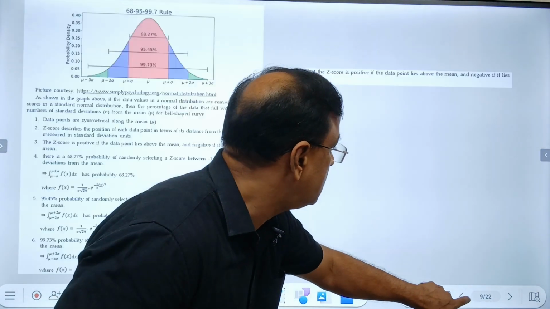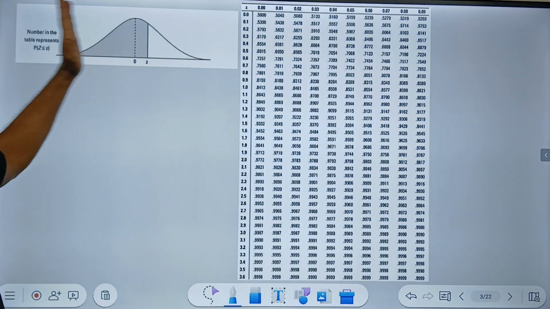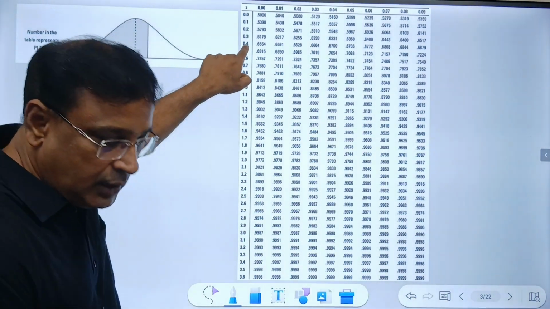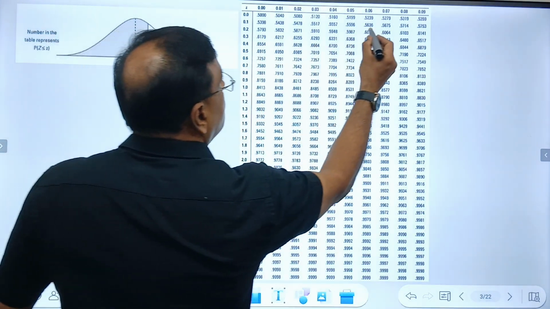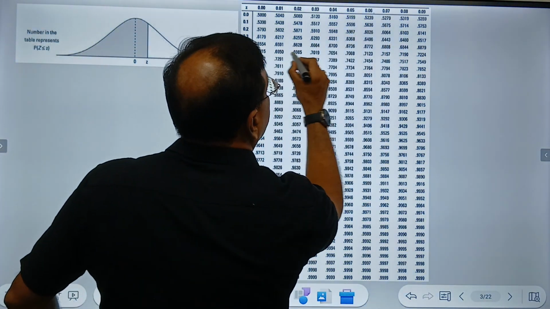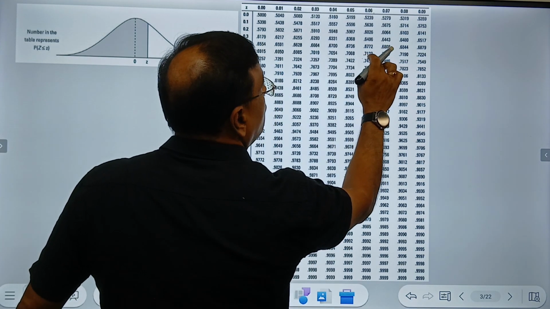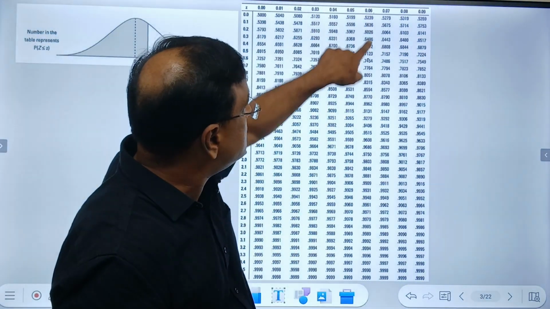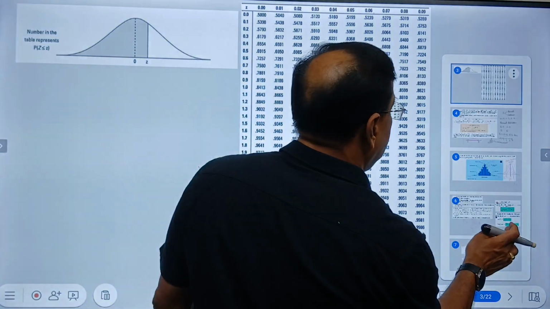Now how do I find that? I go to the table. Look at this table. Look at this, less than. What is the 0.56? So go to 0.5. I want to find 0.56, right? Go to 0.5, look at 0.5 and look at 6. 0.56, that is 0.7123. Is that clear? Look at 0.5 here and 0.06 here. It is 0.7123.